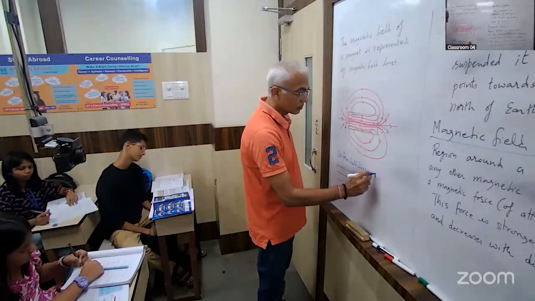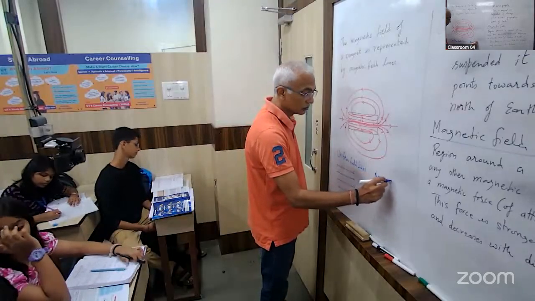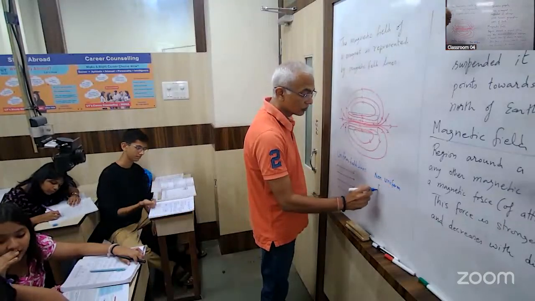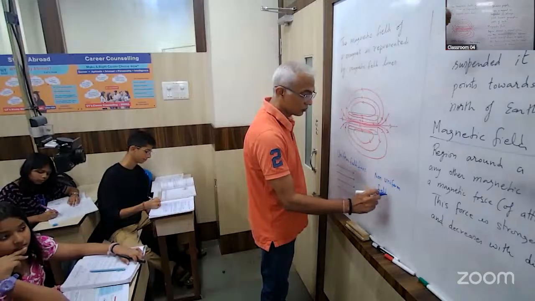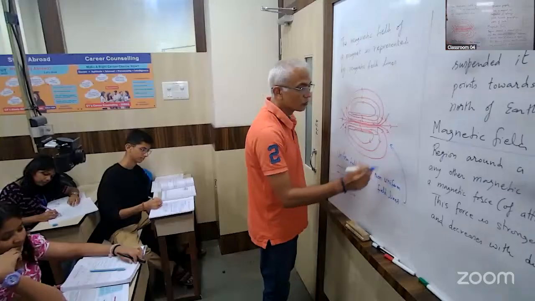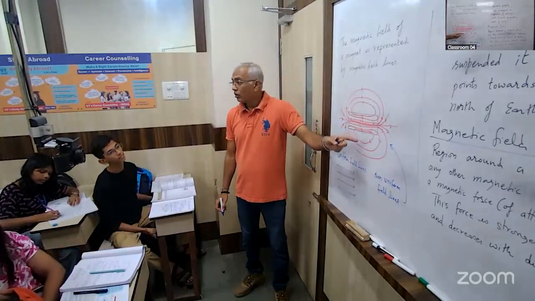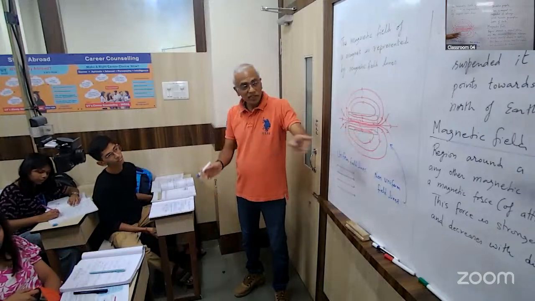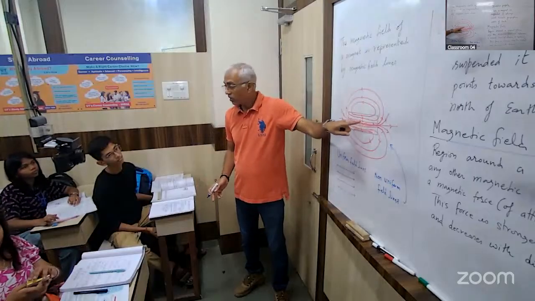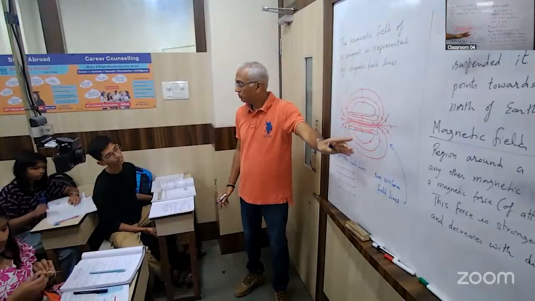Non-uniform is this. The spacing between the lines is not even. They are closer near the magnet. As they go away, they spread out. So this is non-uniform. Okay.